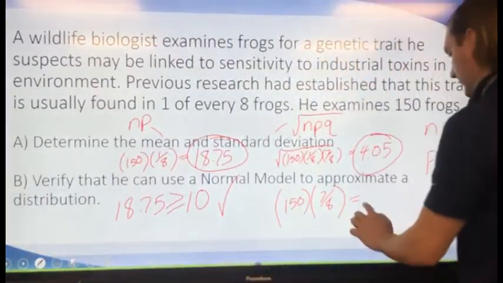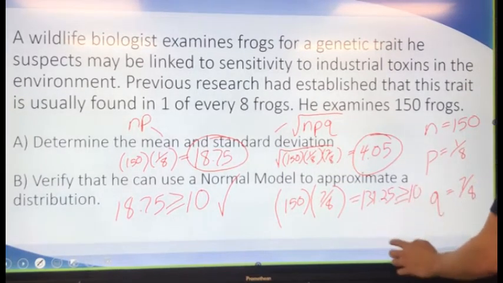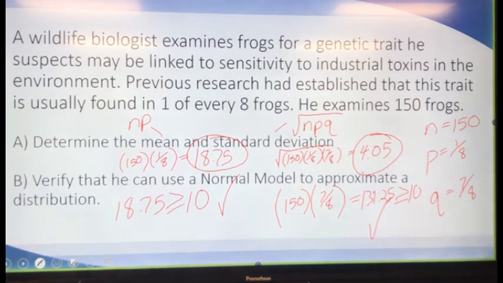131.25. And that, of course, is obviously greater than or equal to 10. So yes, I can use the normal model to approximate my distribution.